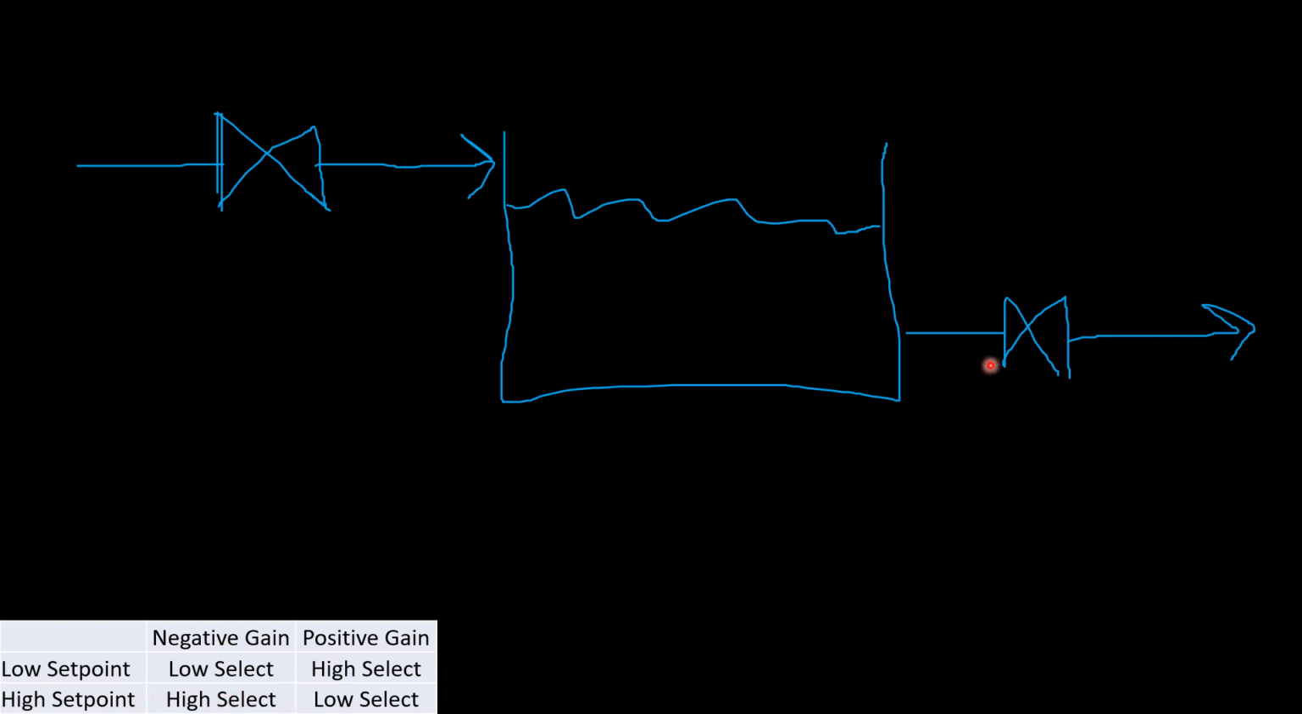Let's assume that we have a low level override controller for this outlet flow. My level is getting too low, that means I'm taking too much out of the tank versus what's coming in. Therefore, I would want a low select block. I want to decrease the controller output of this valve.